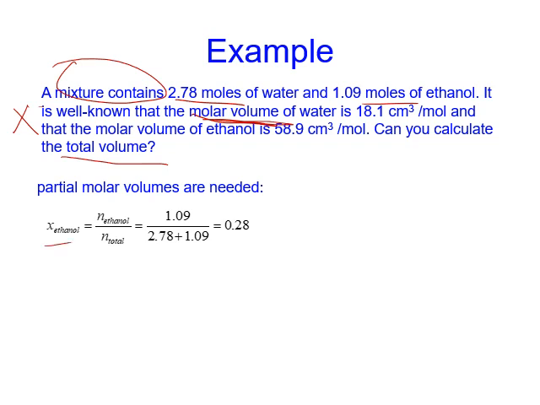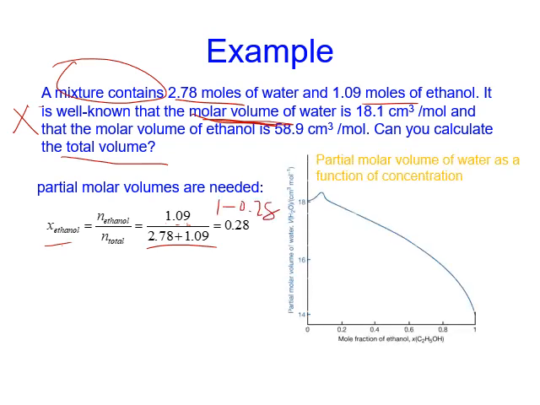So mole fraction of ethanol is calculated by 1.09, all right, that's ethanol, divided by total number of moles. All right, so that's ethanol. Okay, we can also calculate water. Water is 1 minus 0.28.